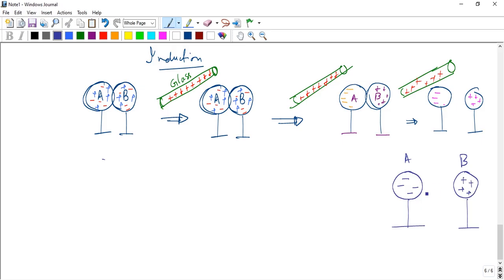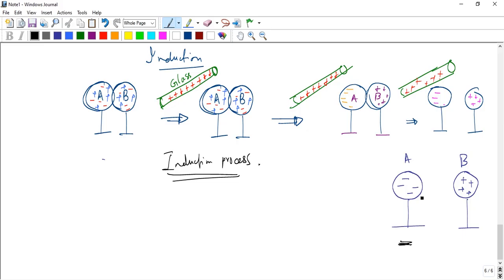This is called charging by induction. It is called the induction process because no touching is applied here. When the glass rod comes close, after some steps, we see that the A metal gets a negative charge and the B metal gets a positive charge.